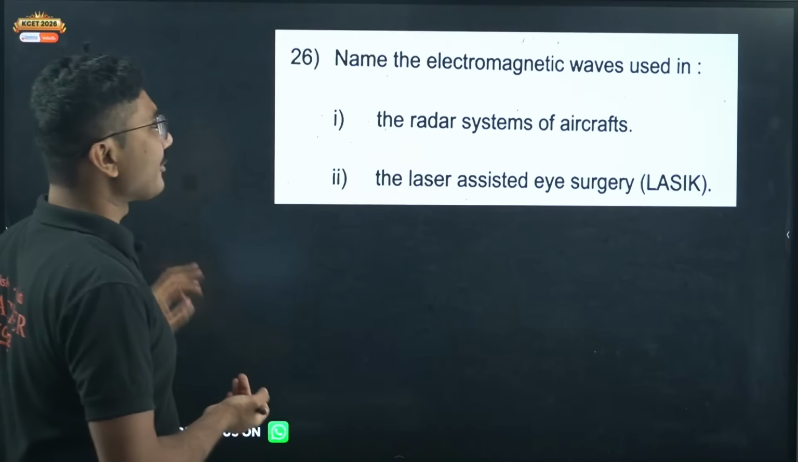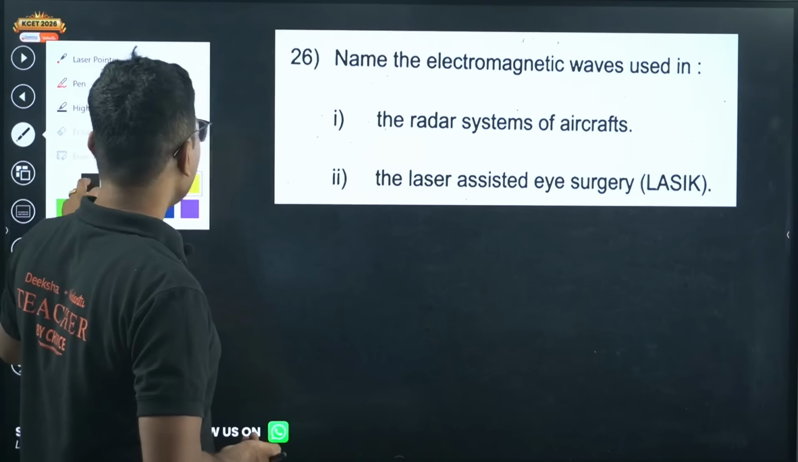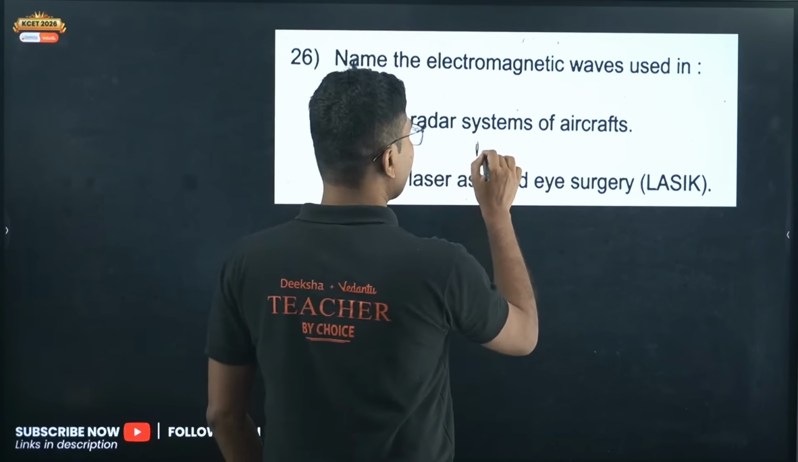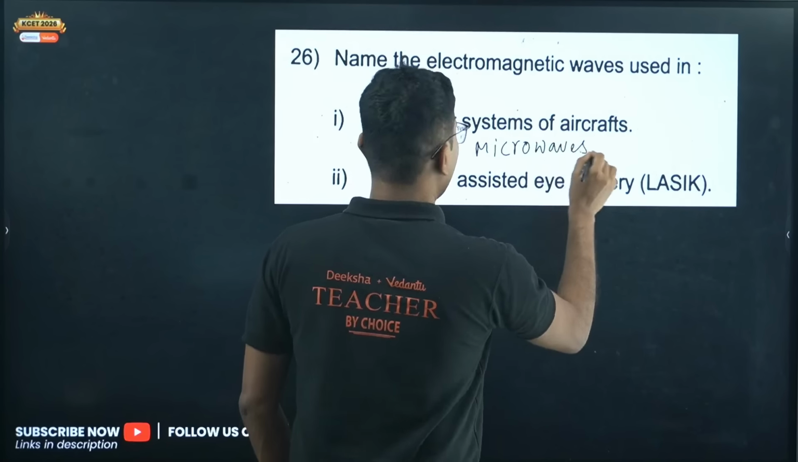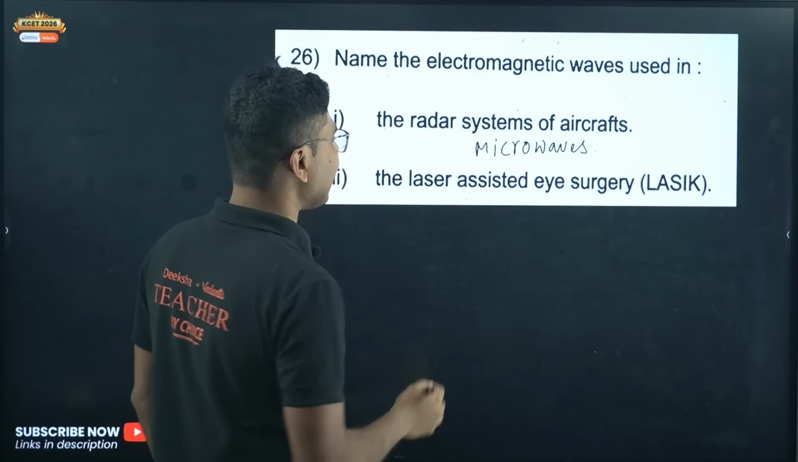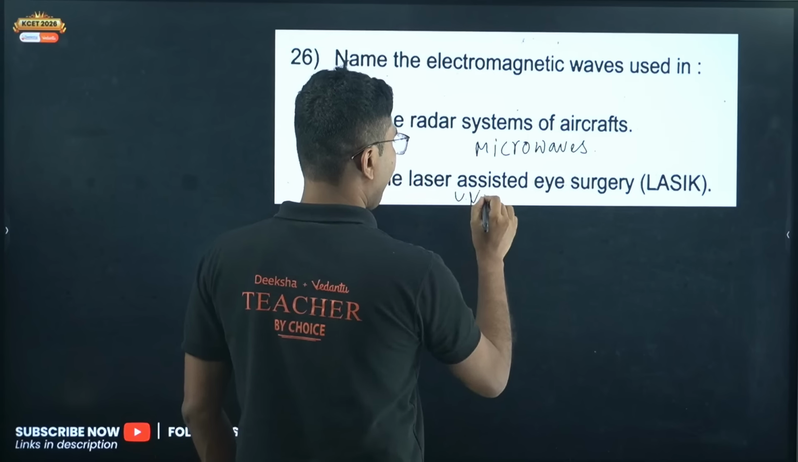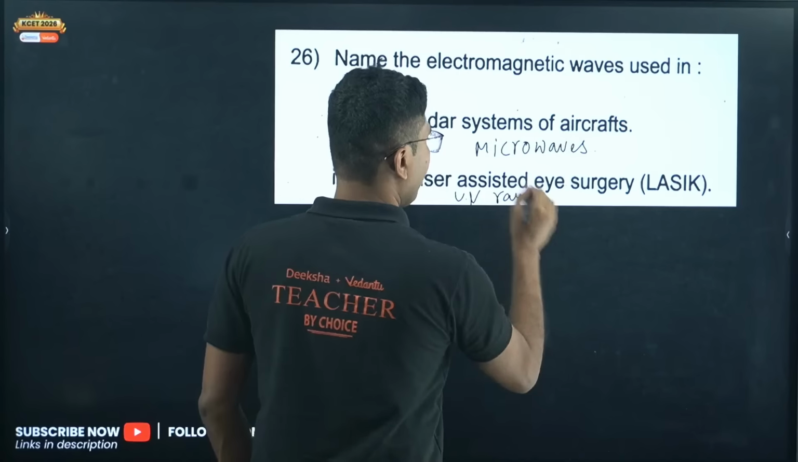Next, name the electromagnetic wave used in the radar system of aircraft: microwaves. Laser assisted surgery: it is UV rays. Okay, easy.